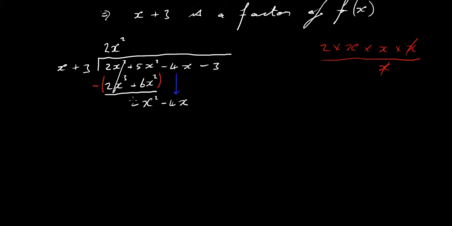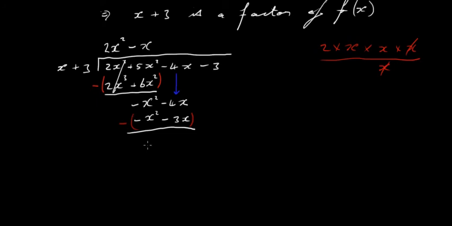And we start again. X into minus x squared is minus x. So minus times plus is minus. X times x, x squared. Minus times plus is minus. 3 times x is 3x. Put a line underneath, same thing again, subtract.